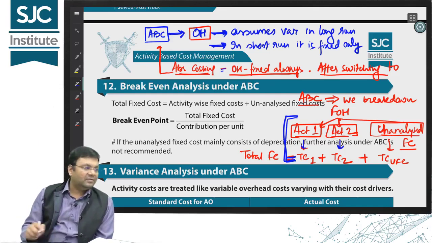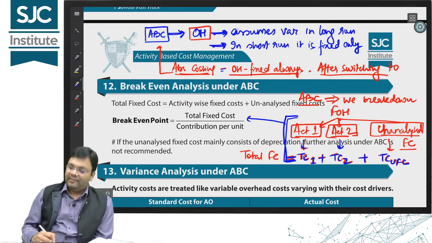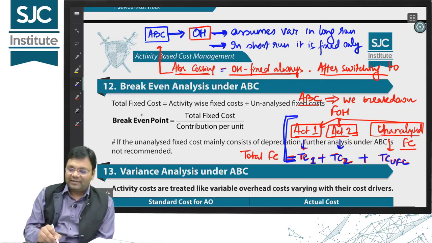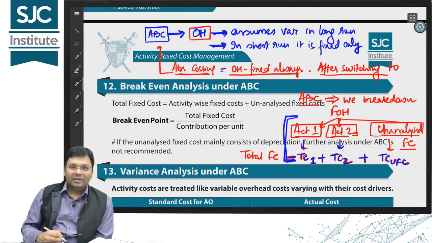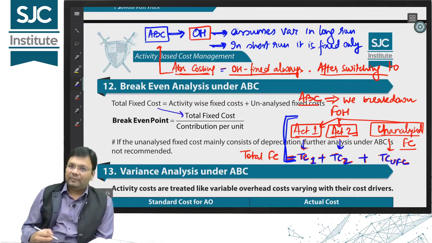The total fixed cost will come by taking the total of these 3, and then this has to be divided by your contribution per unit to find the break even point. You see, in short I have written very easily, total fixed cost is activity wise fixed cost plus unanalyzed fixed cost. So that total fixed cost needs to be taken to find the break even point.